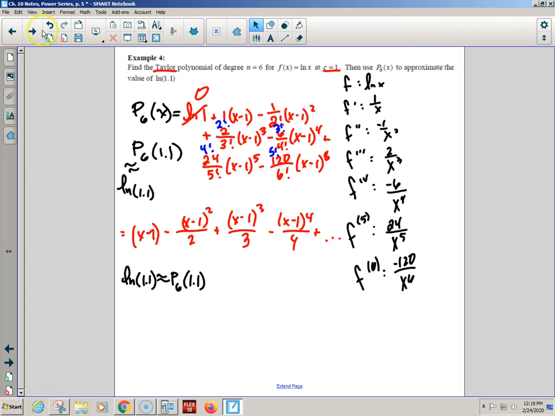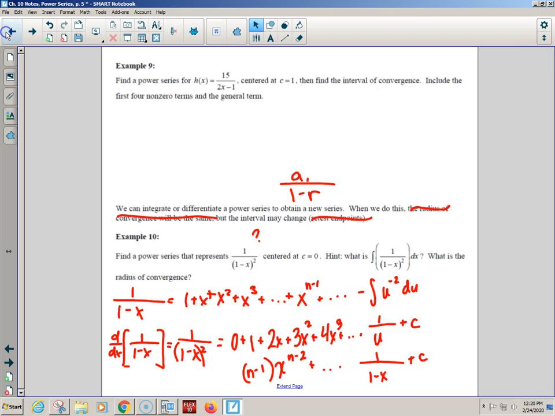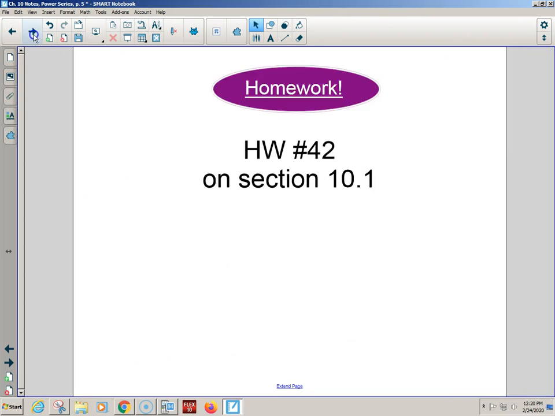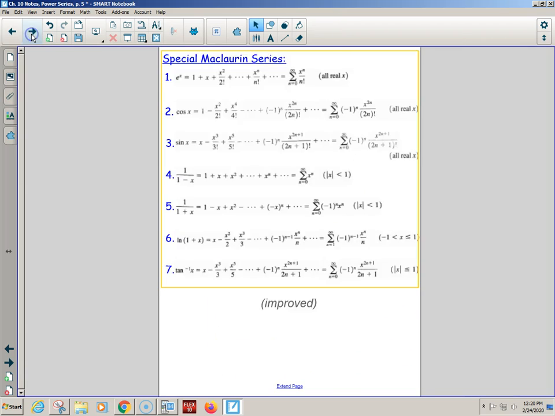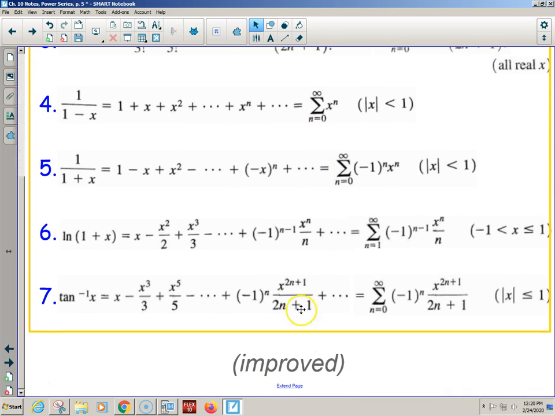Kind of close. Hey, did we have some special McLaurins back here somewhere? For e to that and... Oh, I know I showed you on Friday. It's ahead. It's not behind. Here we go. What does the one for ln say? Not quite the entire thing.